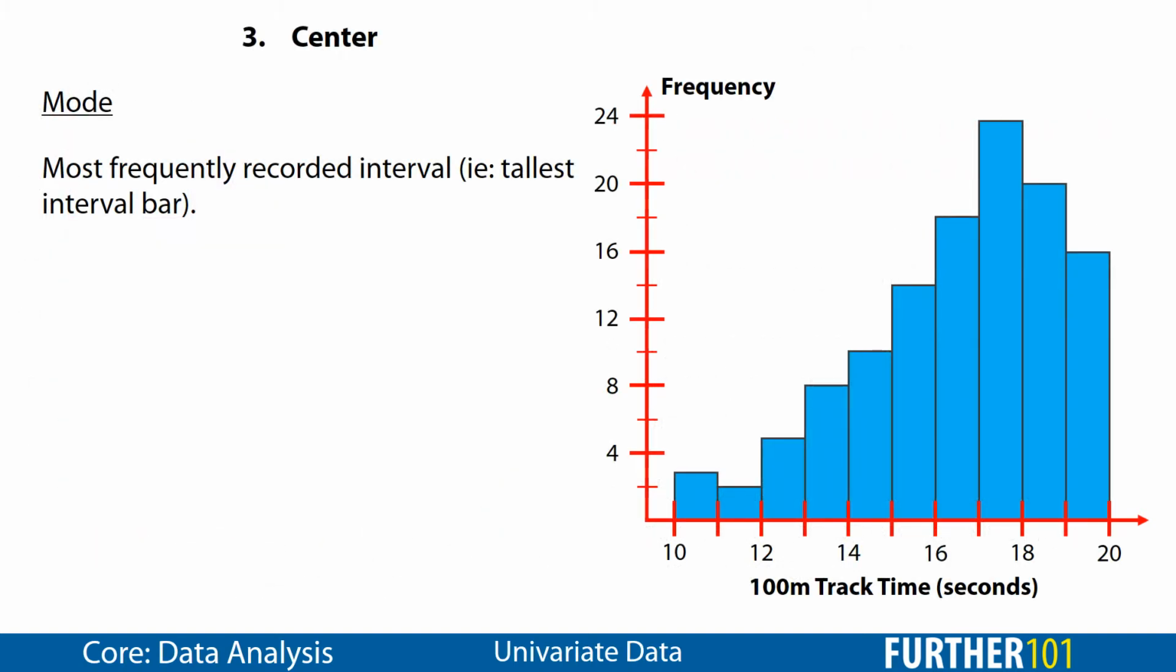Measures of center are the third analyzable characteristics of histograms. Two of the three measures of center can be read off a histogram, the mode and the median. The mode refers to the most frequently occurring interval. Hence, the mode is the interval with the highest bar. Here, our modal interval is the 17 to 18 seconds interval, indicated in yellow.